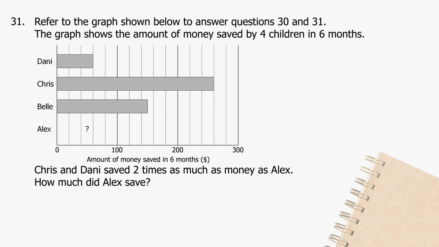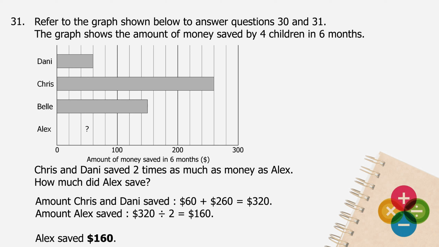Question 31. Chris and Danny saved 2 times as much as money as Alex. How much did Alex save? The amount of money Chris and Danny saved will be, add $60 to $260, and the sum is $320. The amount of money Alex saved will be, divide $320 by 2, and the quotient is $160. Alex saved $160.